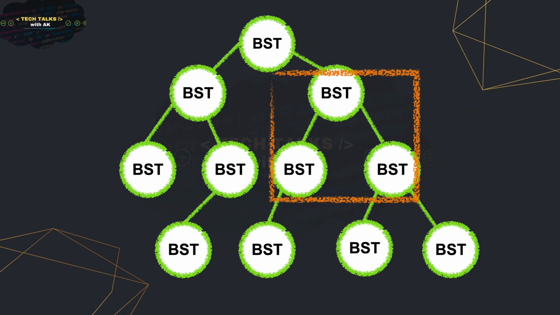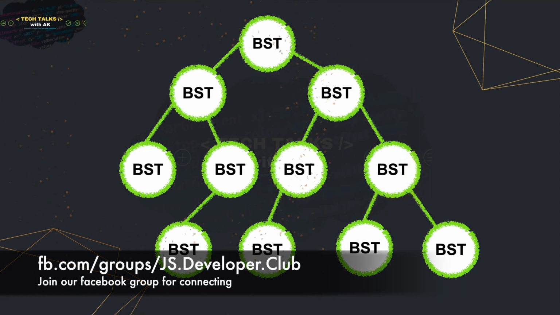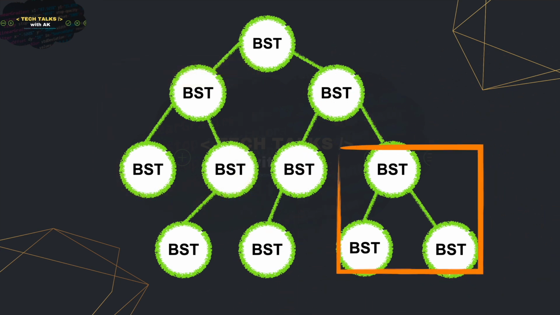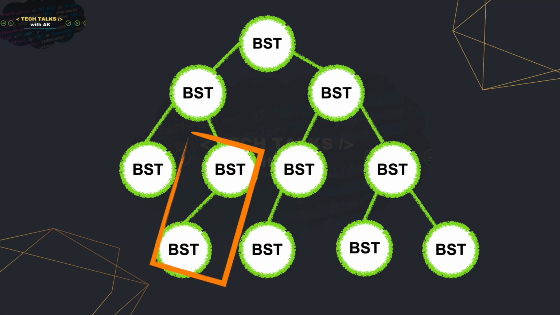So this is also a binary search tree. This is also a binary search tree. This is also a binary search tree. This is also a binary search tree, but only a parent and one child node. This is also a binary search tree, and so on. So that's how our binary search tree is going to be organized.